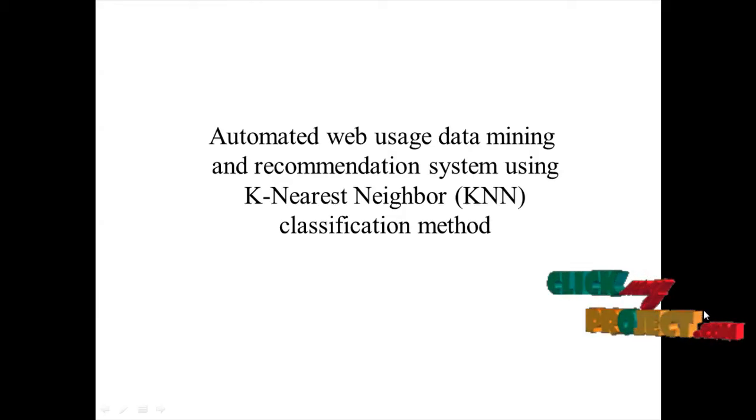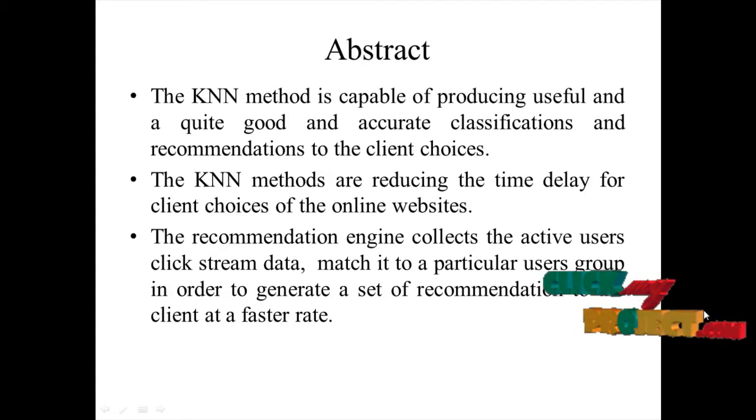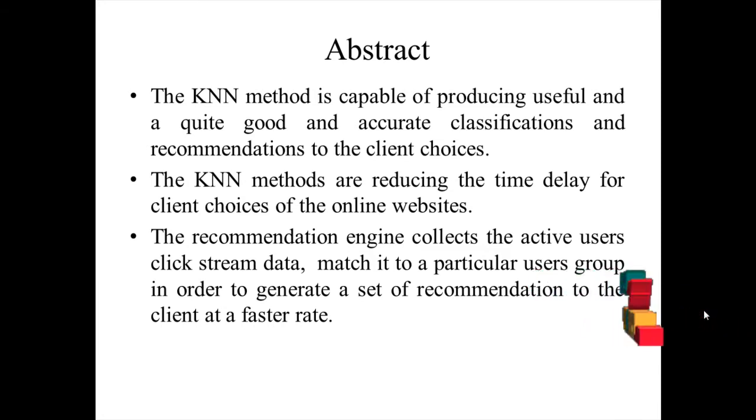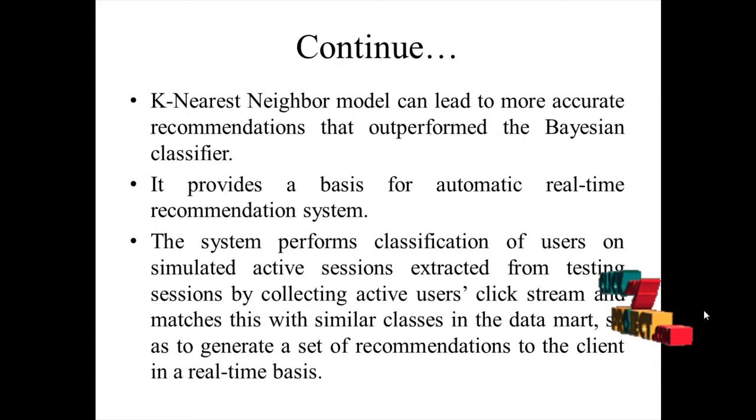Automated web usage data mining and recommendation system using the k-nearest neighbor (KNN) classification method. Abstract: the KNN method is capable of producing useful, accurate classifications and recommendations for the client's choices. KNN reduces the time delay in client choices on online websites. The recommendation engine collects the active user's click stream data and matches it to a particular user group in order to generate a set of recommendations for the client at a faster rate.